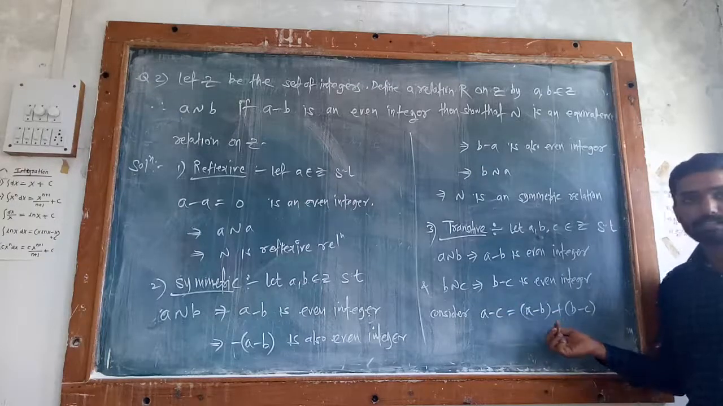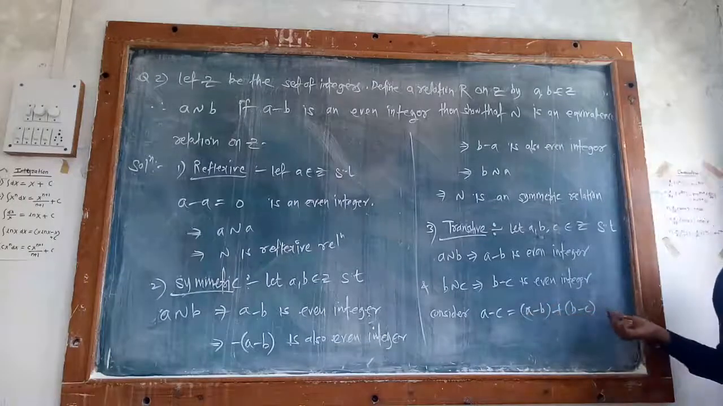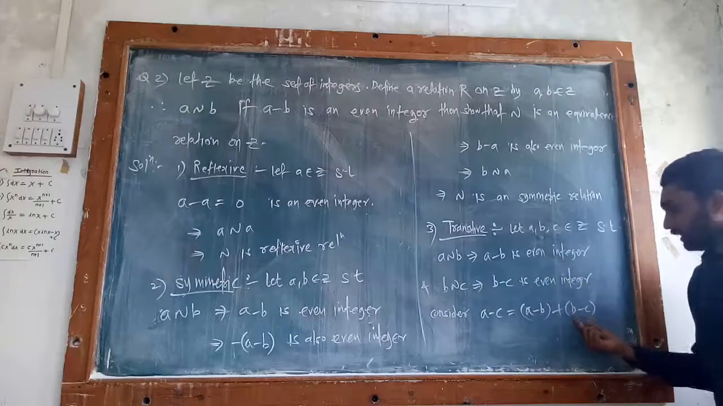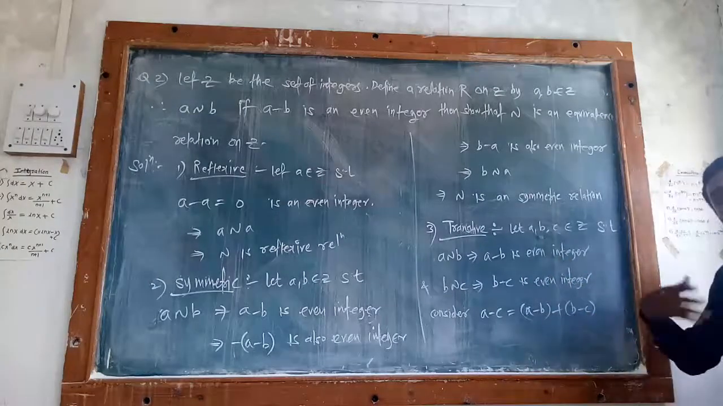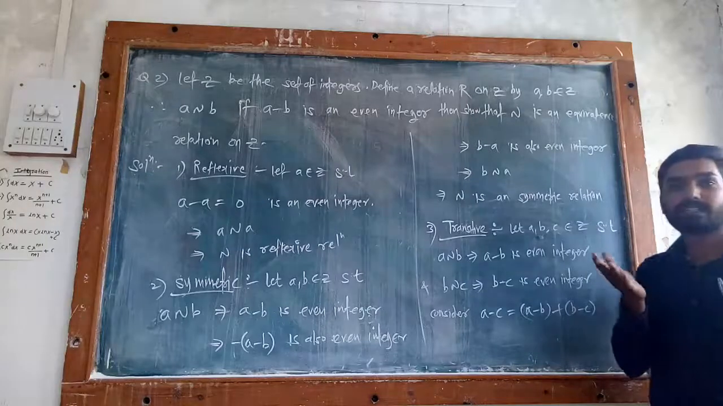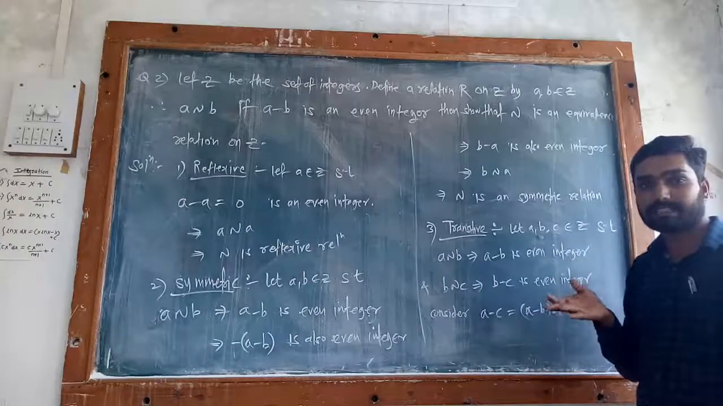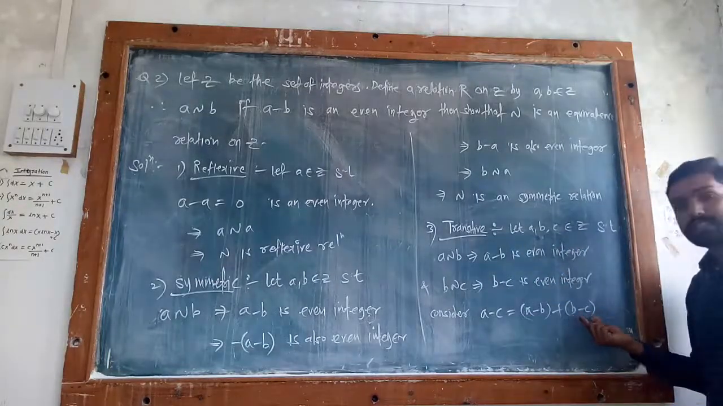Plus and minus B here, then we get A minus B plus B minus C. So we will get this A minus B also an even integer, and B minus C also an even integer. In addition of two even integers I get an even integer. If you take 2 plus 4, 2 is an even integer, 4 is an even integer, then 2 plus 4 is 6, also an even integer. Therefore A minus B is an even integer, B minus C is also an even integer.